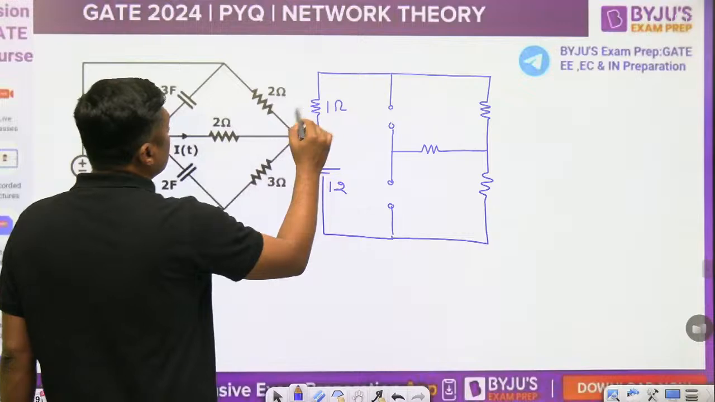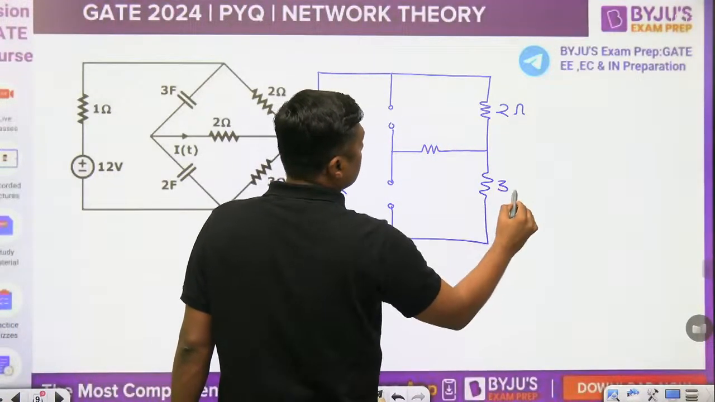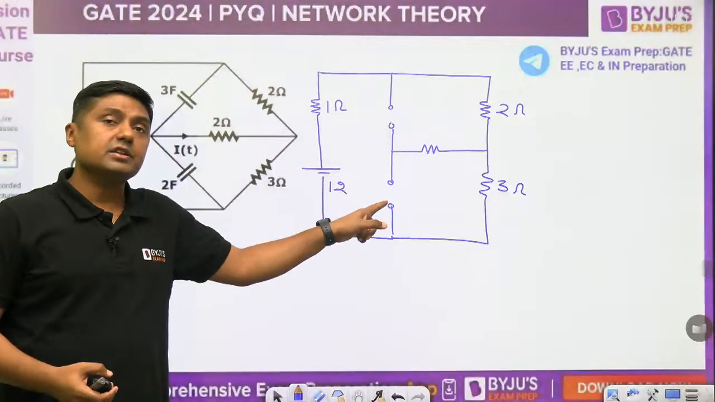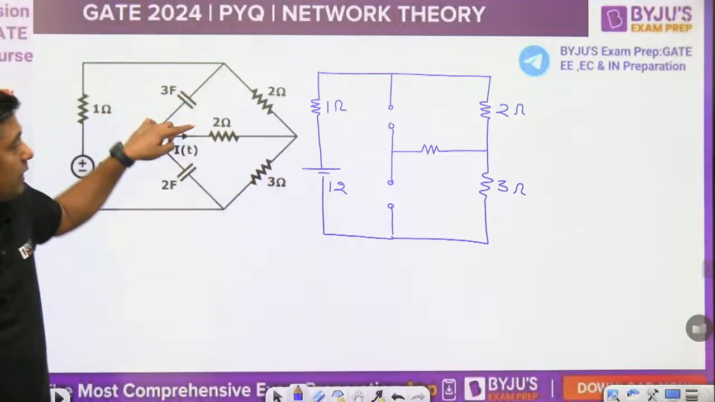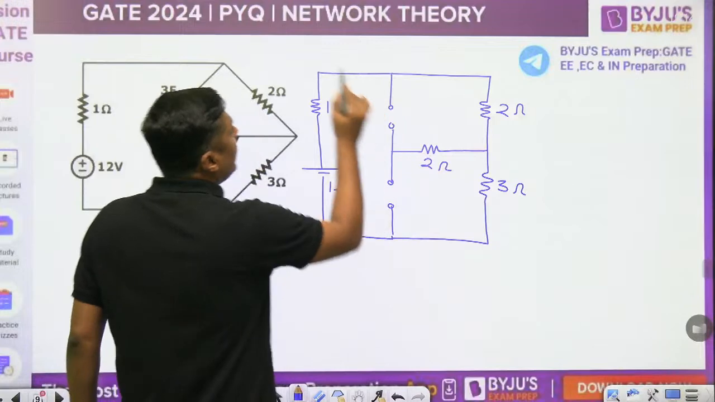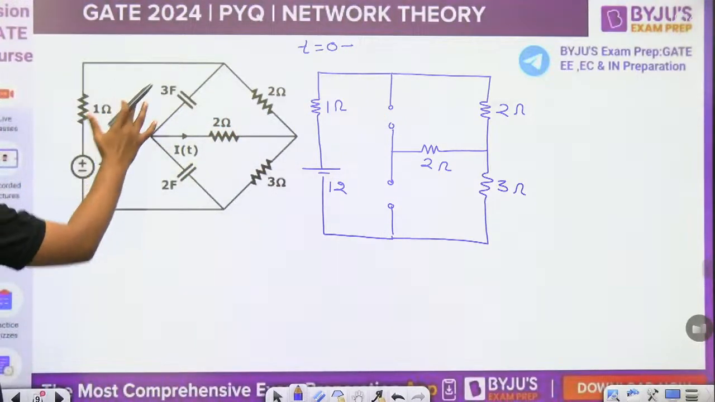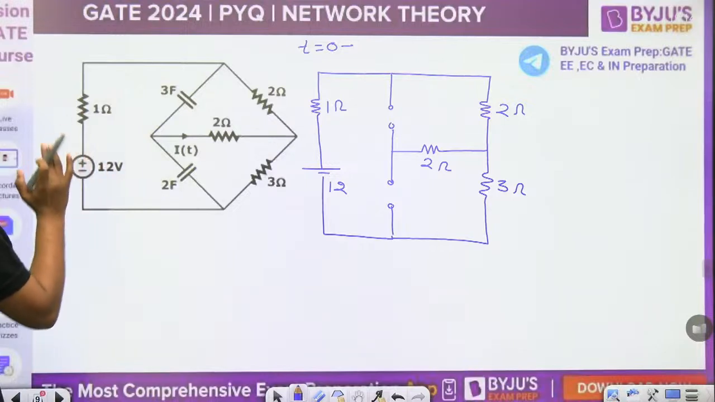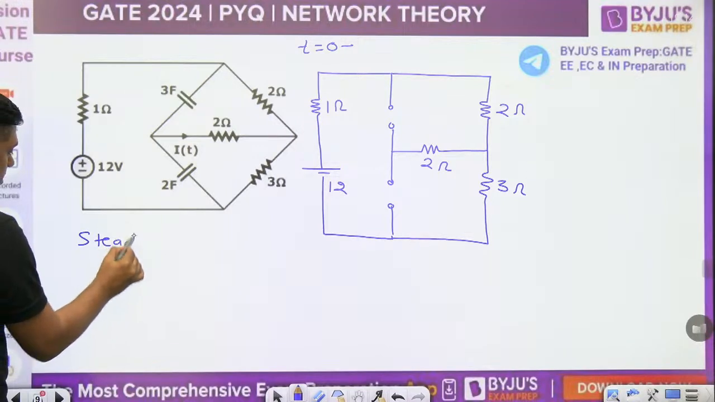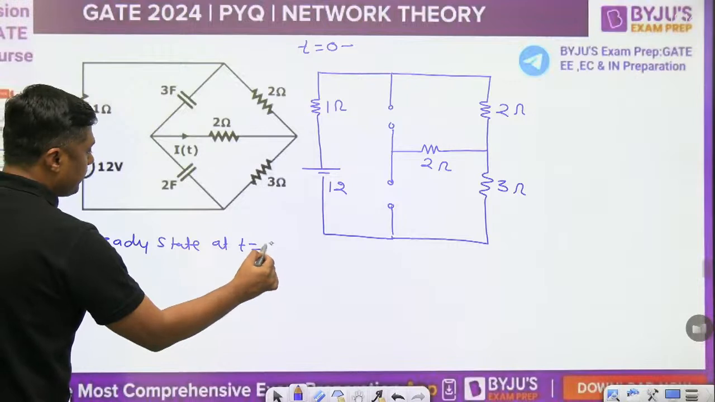This is 1 ohm. Now this 2 and 3 are in series. Watch this diagram carefully. This capacitor acts as an open circuit, this capacitor acts as an open circuit. And what about this 2 ohm? There is no current through the 2 ohm resistor. And this is the diagram exactly at 0 negative. 0 negative means both the capacitors are charged and the circuit is under steady state at t equal to 0 negative.